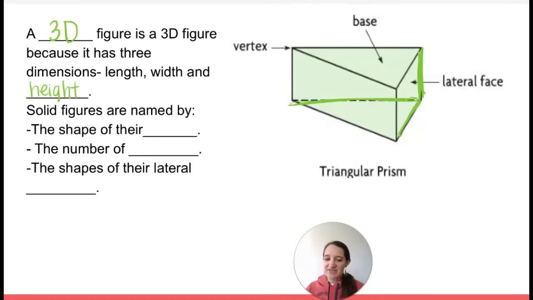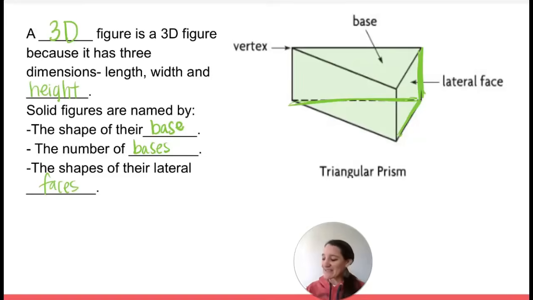Solid figures, this is how we name them. We name them by the shape of their base, the number of bases they have, and the shape of their lateral faces. What did you just say, Ms. Madsen? Faces, bases, what the heck?